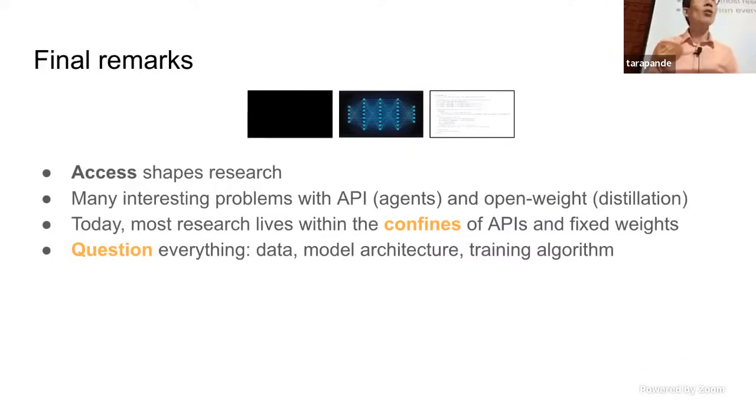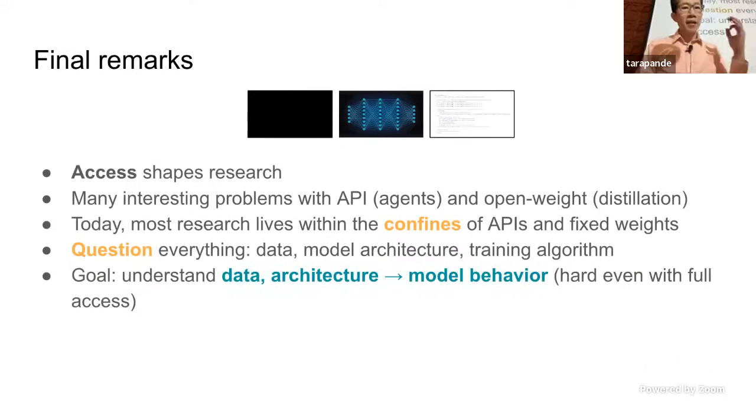And in order to make fundamental progress, I think we need to question more things. We need to be able to question the data, the model architecture, the training algorithm, in order to make more progress and not be stuck in this local optimum. And the eventual goal is to really understand the mapping from data and model architecture to model behavior. And this is hard, even if you have full access, right? In the 2010s, we were complaining about how hard deep learning was to understand. And now things are a lot worse when you only have API access. There's no hope. So at least if we can get open source access, we have some hope of answering these deep fundamental questions about AI.